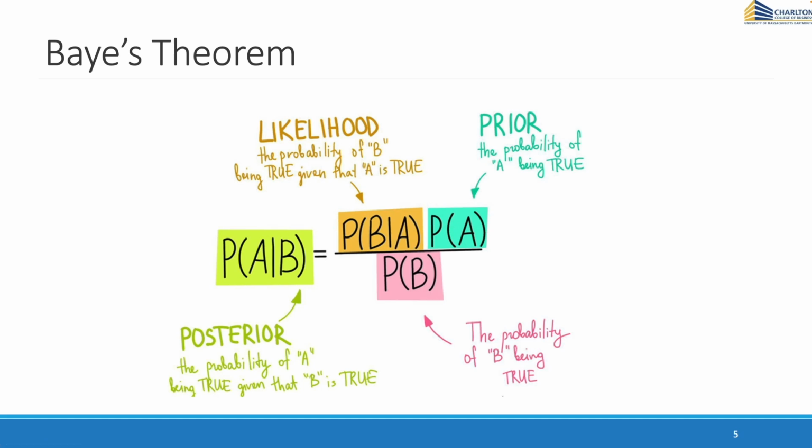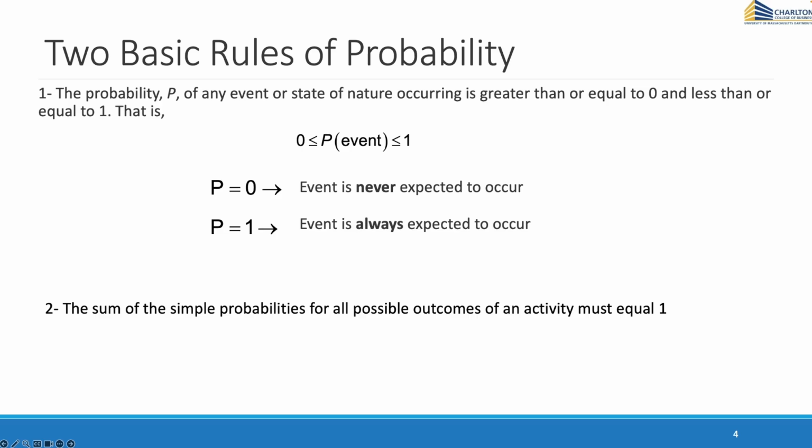Before going into the detailed mathematical model and the concept, let's review the probability concept first. Probability of any event is a number between 0 and 1. It's 0 if that event never happens. It's 1 if the event happens all the time. And the second rule of probability is that the sum of the simple probabilities for all possible outcomes of an activity must equal 1.